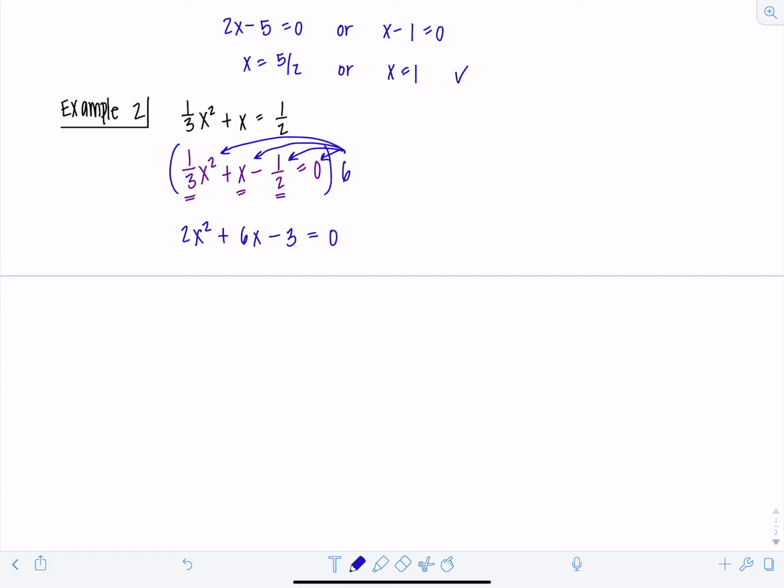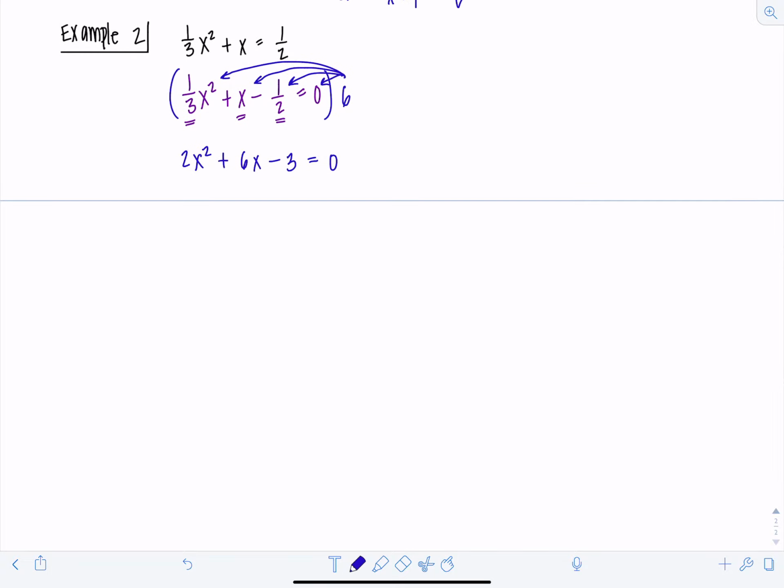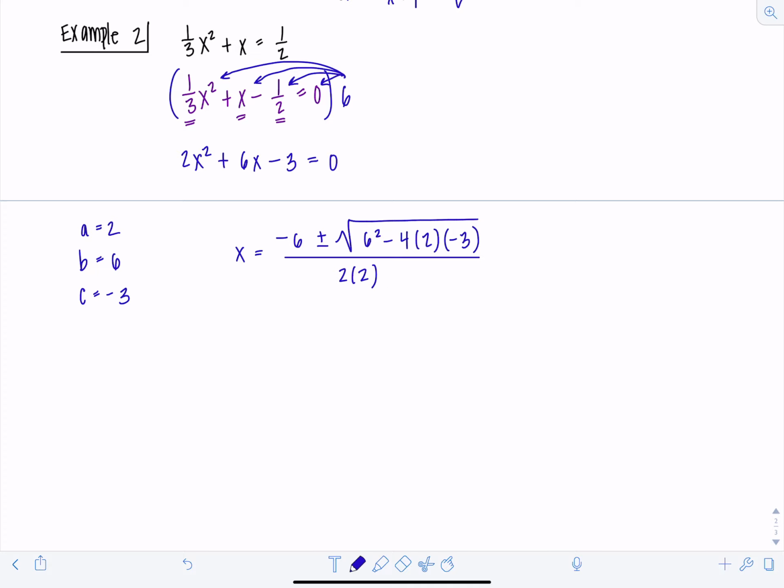So we're going to go ahead and start listing out what our values for a, b, and c are. So a is equal to 2, b is equal to 6, and c is equal to negative 3. And so we have x equals, don't forget to write x equals, the opposite of b, so negative 6 plus or minus the square root of b squared, so 6 squared, minus 4 times 2 times negative 3, all divided by 2 times 2. Good.